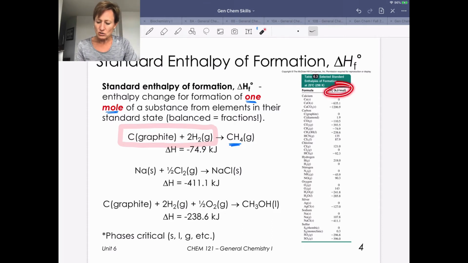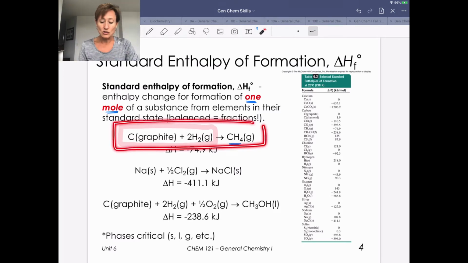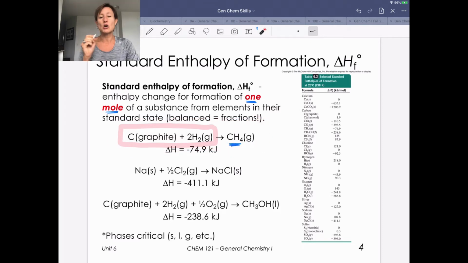You're going to need to make sure to look up the H column. There's other columns that are there. We haven't gotten to those yet. You're going to use the H column, and you're going to find this number. Okay, we're going to go through an example problem in just a second to highlight that. But the other embedded skill here is just knowing how to write a standard enthalpy of formation equation. That's a mouthful. Standard enthalpy of formation equation.